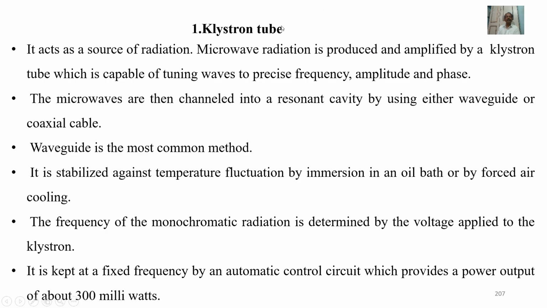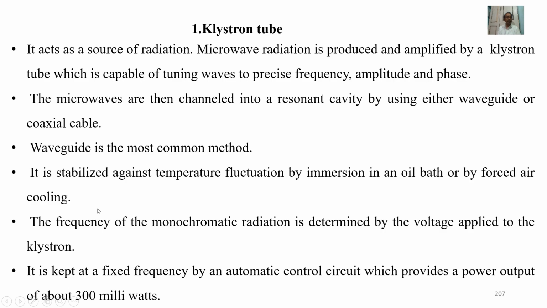The first part is a klystron tube. It acts as a source of radiation. Microwave radiation is produced and amplified by a klystron tube, which is capable of tuning waves to precise frequency, amplitude, and phase. The microwaves are then channeled into a resonant cavity by using either a waveguide or a coaxial cable. Waveguide is the most commonly used. It is stabilized against temperature fluctuation by immersing in an oil bath or by forced air cooling.